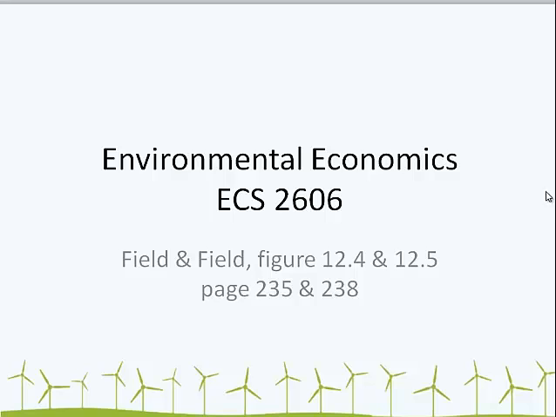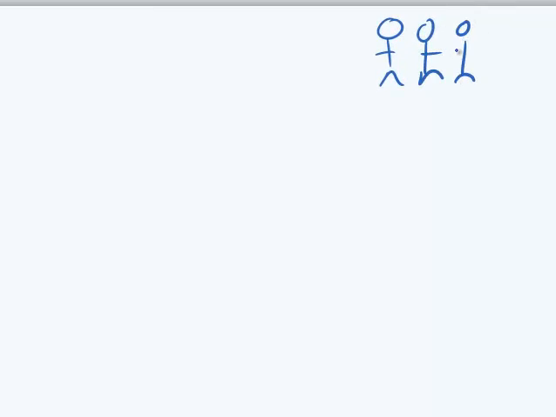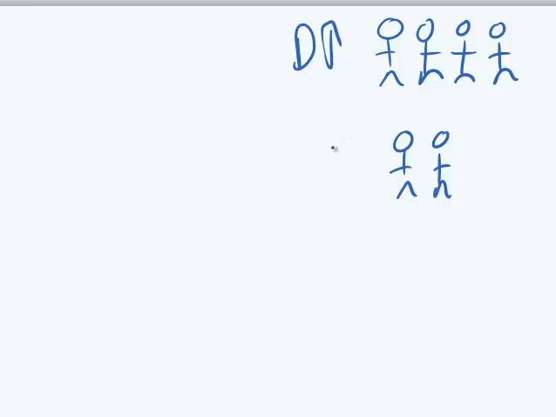We are looking at figure 12.4 and 12.5 on pages 235 and 238 of your textbook. The idea here is that we know damage is caused by the number of people exposed to the pollutant. So if a lot of people are exposed to a pollutant, then the damage would be very big. However, if only a few people are exposed to the pollutant, the damage would not be as big.